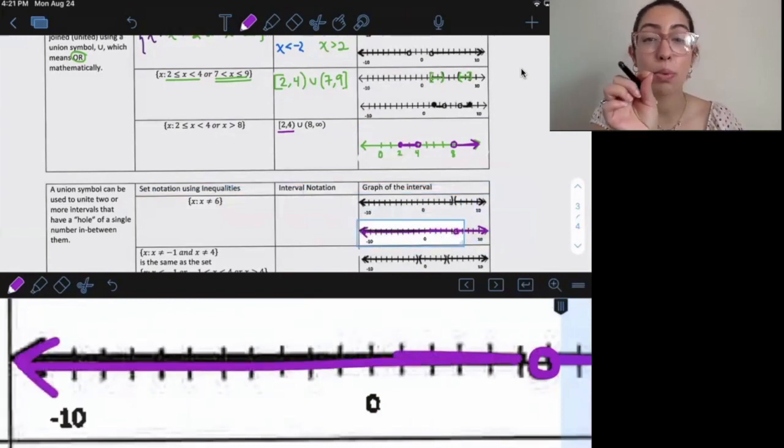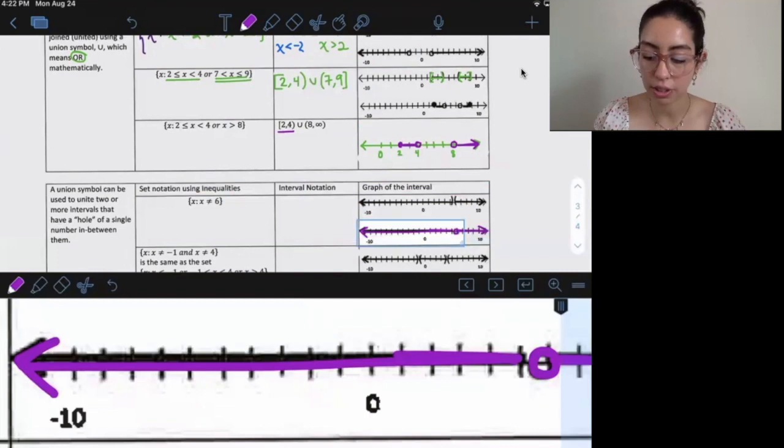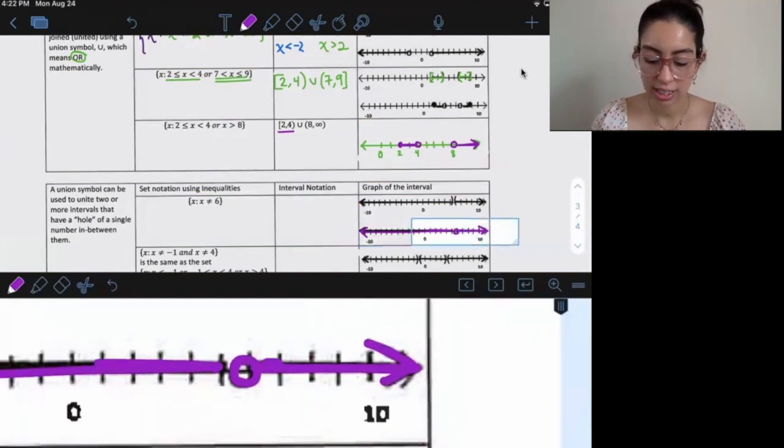It's not even 6.1. 6.1 is still filled in over here, somewhere in there, right? 6.001 is still on here. It's just 6 that's not included.